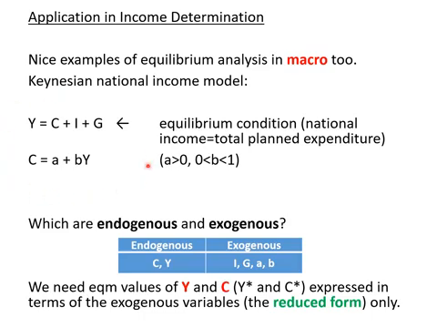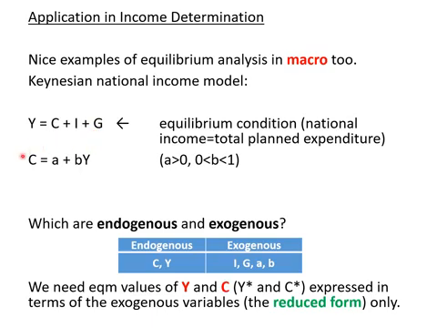So we've got quite a simple model here. We've got Y equals C plus I plus G. This, if you recall from macroeconomics, would be our equilibrium condition, where national income Y must be equal to total planned expenditure. And we can see in this particular model, expenditure consists of consumption spending, investment spending, and government spending.